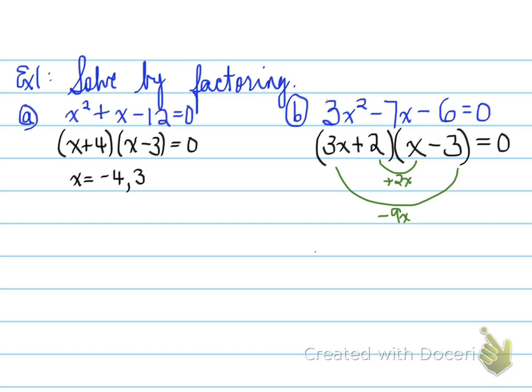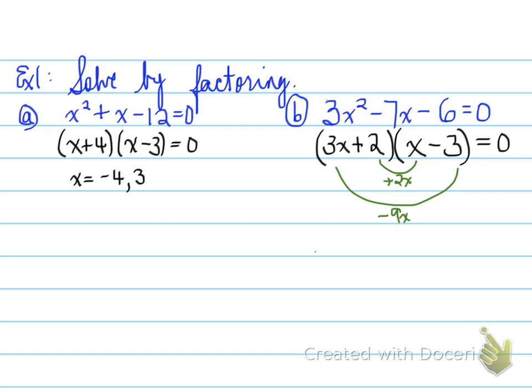So what we have here is our FOIL. First will be 3x squared, no problem. My outer is negative 9x. My inner is plus 2x. That will give us negative 7x. And my last, 2 and negative 3, will give us negative 6. So that is how you factor this.